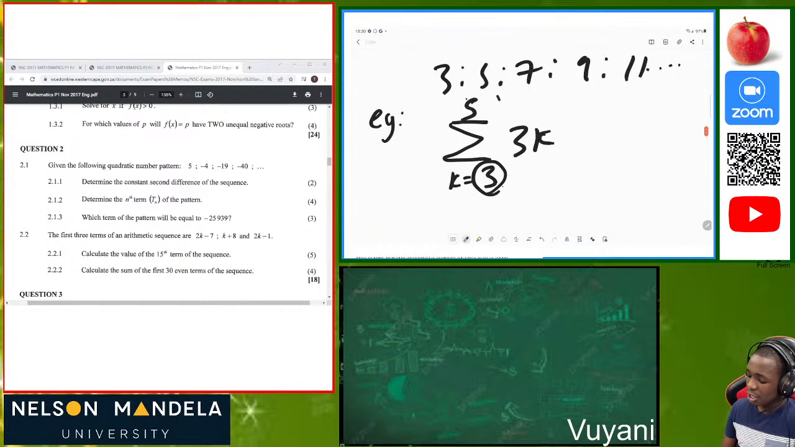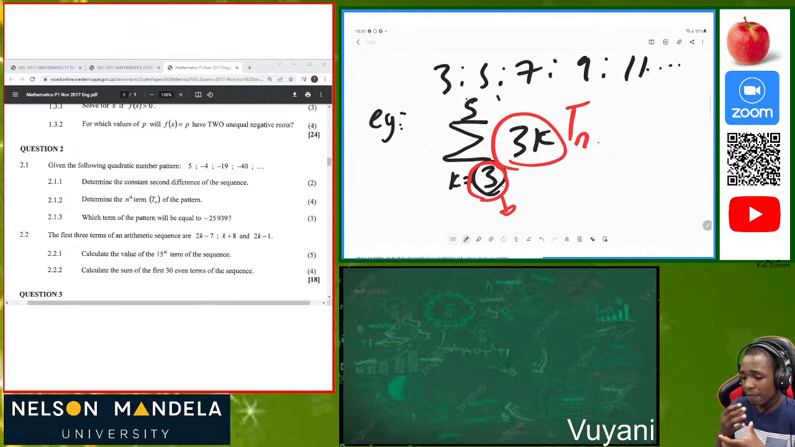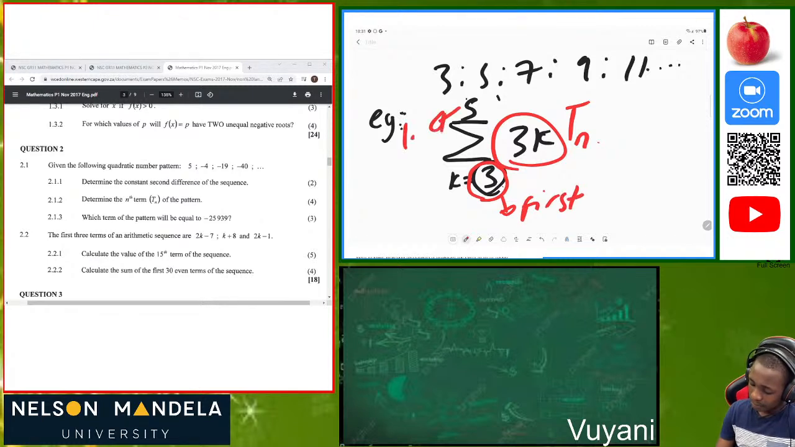In order for you to understand sigma notation, you have to understand that k is equal to 3. This is an example. This position illustrates the general form of your sequence, Tn. Then this illustrates where the first term of your sequence or series is. So this is where you see your first term. And this is your last term.